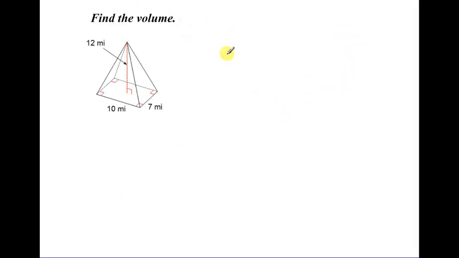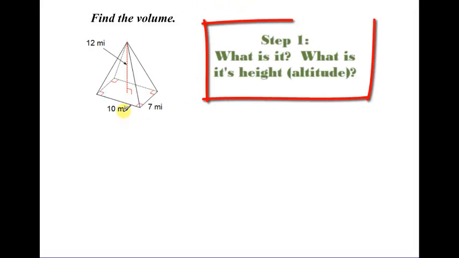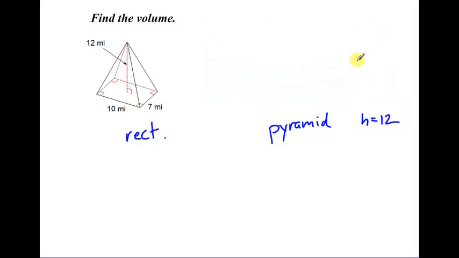Here's an example. And we're going to walk through the steps like we always have. So first, let's identify what it is. Look at the base. Looks like it's a rectangle. Rectangular pyramid. And while we're here, let's note what the height of that pyramid is. That pyramid is 12 miles high. 12 miles, wow, must be a mountain.